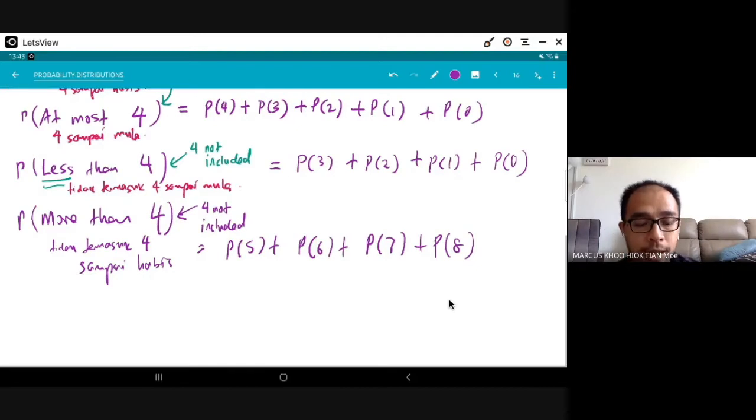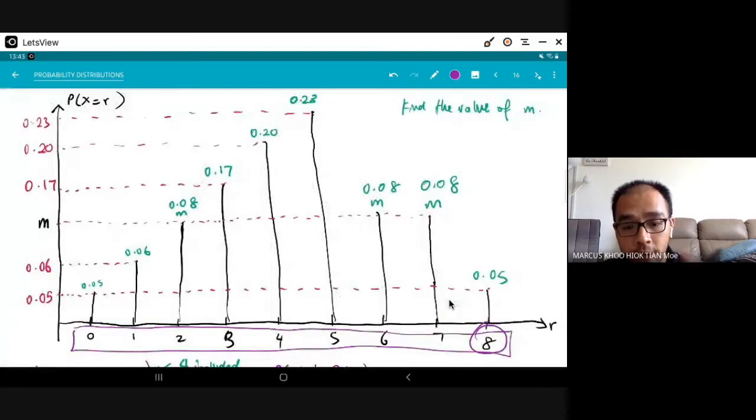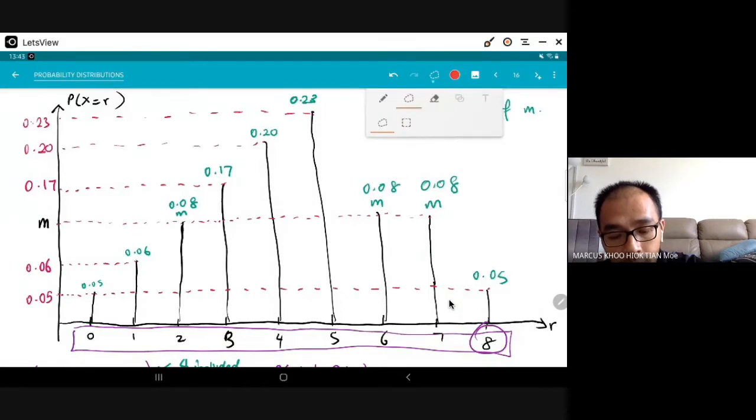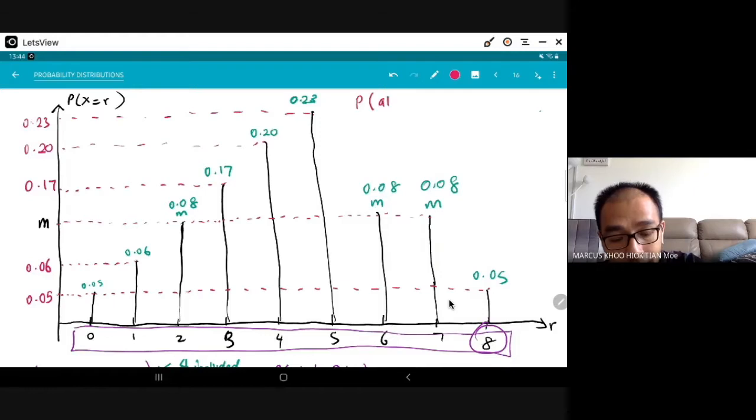Okay, now let's say we are going to take the same values over here, and I want you to give me the probability of at least 1. Okay, at least maksudnya sekurang-kurangnya. Sekurang-kurangnya maksudnya 1 itu termasuk. So that means we want P1, P2, P3, P4, P5, P6, P7, P8.